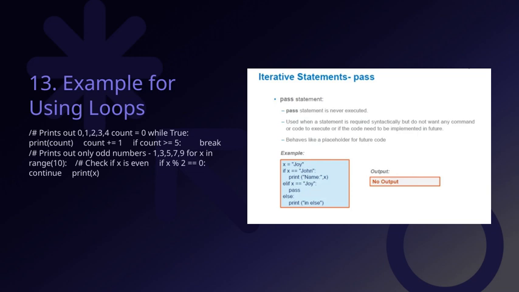These examples highlight 2 key concepts. First, how loops can be used to repeat actions efficiently, and second, how control statements like break and continue allow us to manage the flow within those loops. By mastering these, you'll be able to write more flexible and efficient code, which ties back to our overall goal of understanding how to control program flow effectively.